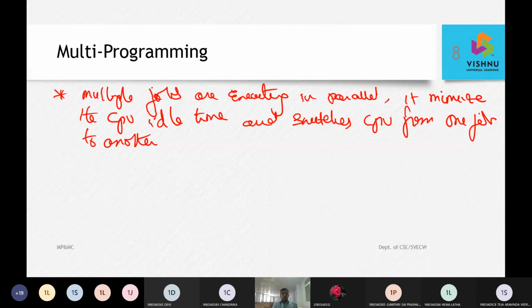So why is it going to minimize the CPU idle time? Because it is not going to wait for a program to load. It will automatically move from one program to another program. So assume I am going to have P1, P2 and P3. These are going to be the processes, or we are going to call them jobs.